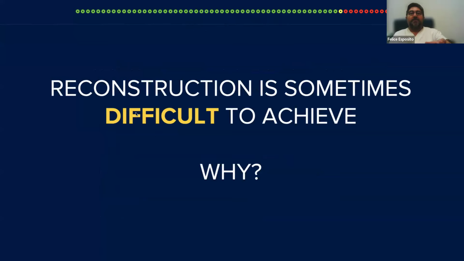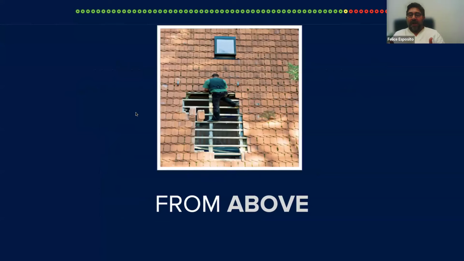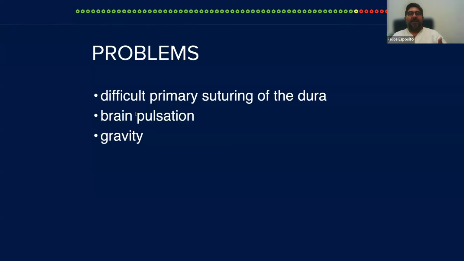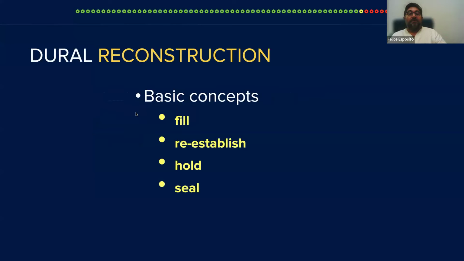Diego will cover this. So in spine surgery, posterior fossa surgery, and endoscopic endonasal surgery, why is the reconstruction difficult to achieve? Because while in the supratentorial space we repair the roof from above, which is a little bit easier, from below, in endonasal surgery and in posterior fossa surgery, we have to face some additional problems like the brain pulsation and the gravity. So in these cases we have to use some basic concepts: fill, reestablish, hold, and seal.